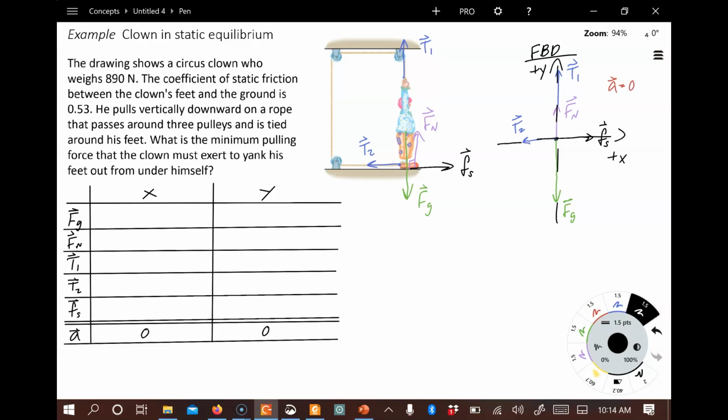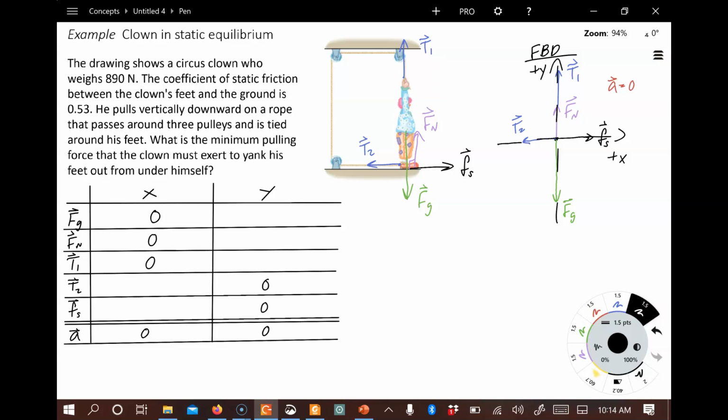And then we're going to look at the other things, right? So I can go through and put zeros for all the ones that don't have zeros. So let's see, Fg, Fn, and T1 are all on the y-axis. Therefore, their x components are going to be 0 here. Fn is going to be 0, and T1 is going to be 0, while T2 and Fs are on the x-axis, so their y components will be 0. Well, that made it easy.